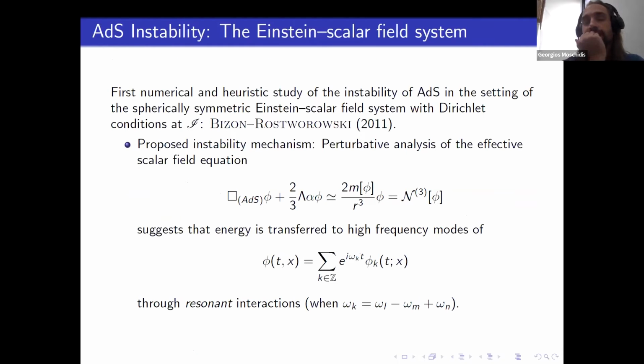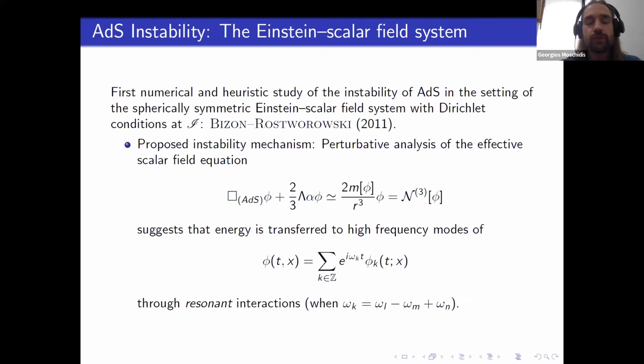Okay, so in this context, in the context of the conformally coupled scalar field with, let's say, Dirichlet boundary conditions, what is known so far about the ADS instability conjecture? Well, the first result in that direction was by Bizon and Rostworowski back in 2011, who studied the problem both numerically and heuristically. And numerically, they evolved small initial data under Dirichlet conditions for a long time, and they realized that those data eventually reach very close to the regime of black hole formation. This observation verified the validity of the conjecture numerically. But more than that, they also suggested a heuristic mechanism for why the instability should happen.